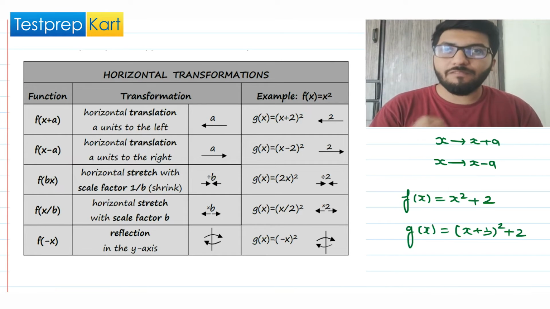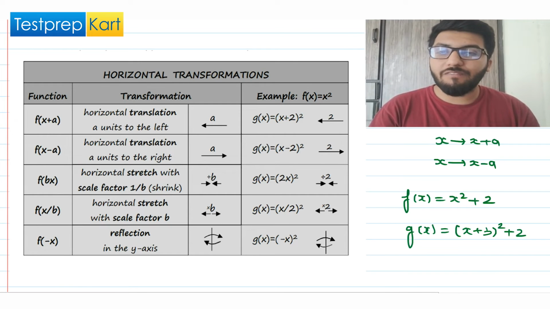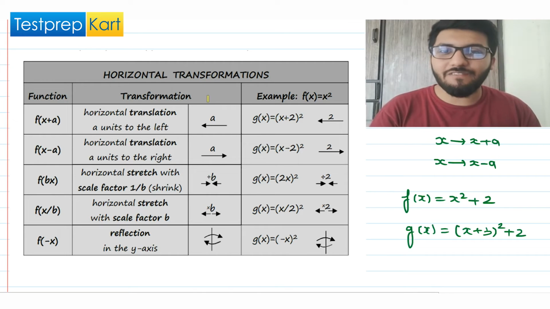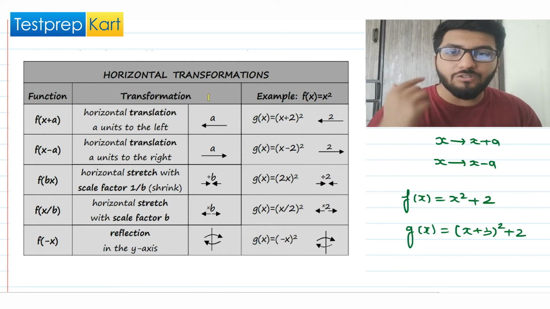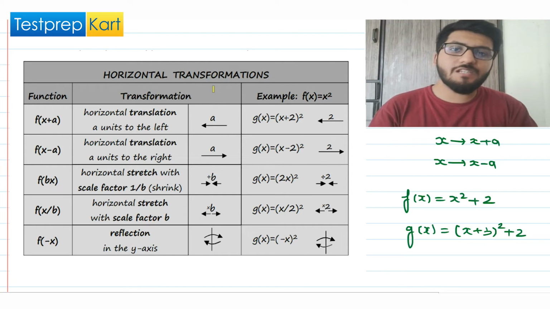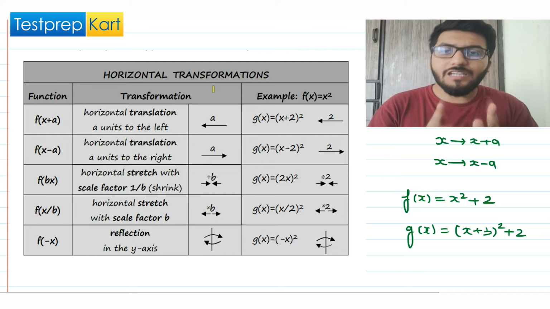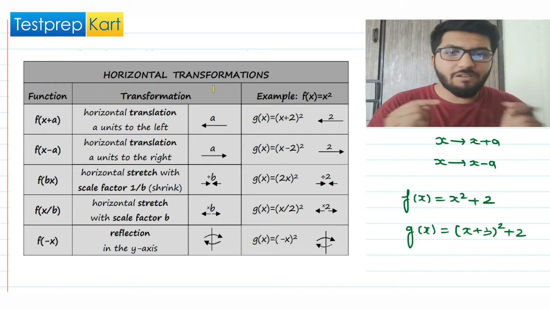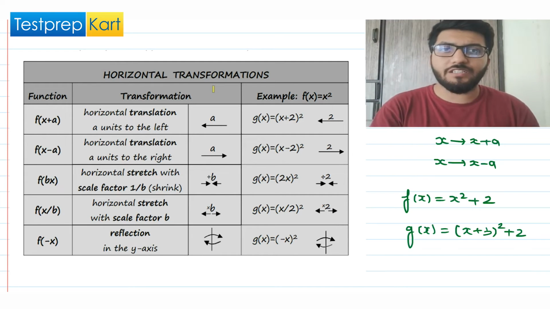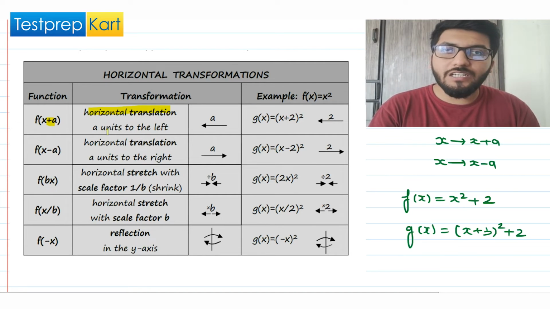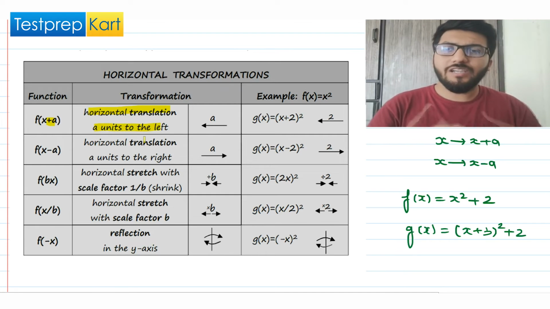But what is happening here, and you need to keep in mind, when you are replacing x with x plus a, the translation is happening not in the right, it is in the left direction. Okay, I've seen many students who are confused that okay sir, x plus a, so we'll shift it in the right direction. Not at all. For x plus a, the translation will take place in the horizontal direction, but in the left direction. So keep that in mind, what is happening when we are having x plus a. So horizontal translation, a units to the left. Similarly for x minus a, it will be a units to the right.